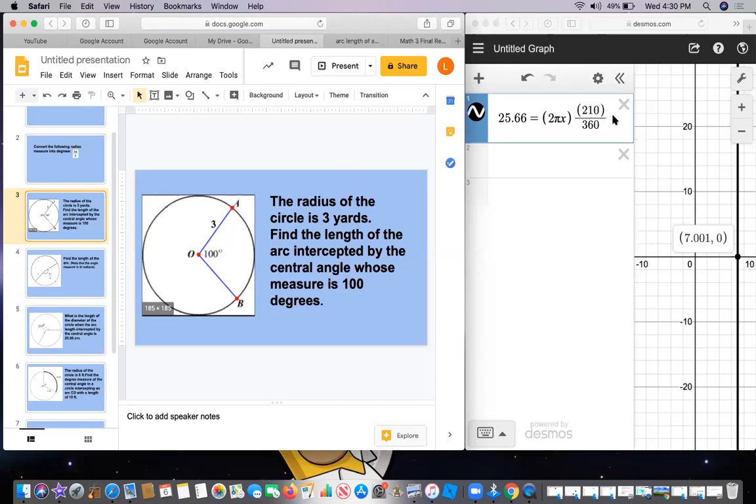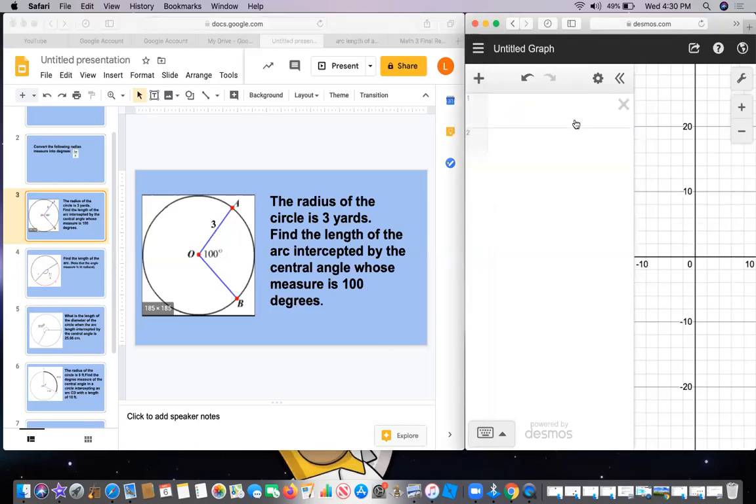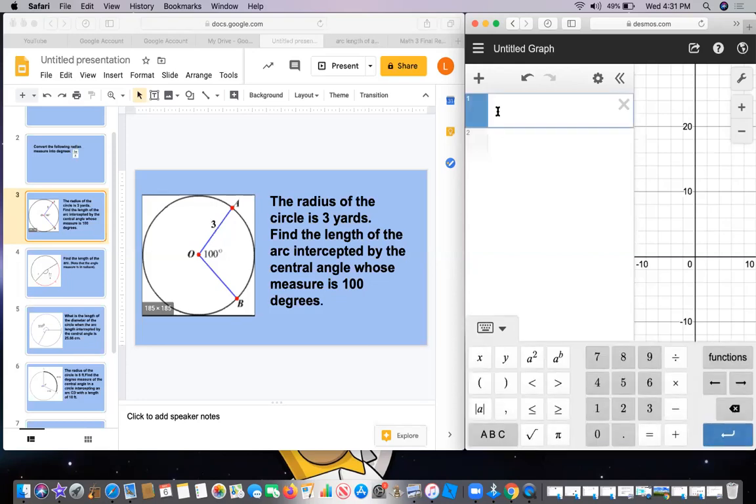So in finding the length of the arc, if you have observed that the length of the arc is just part of the circumference, we can use the formula in finding the circumference. You can use the formula of the circumference. And what is the formula of the circumference?